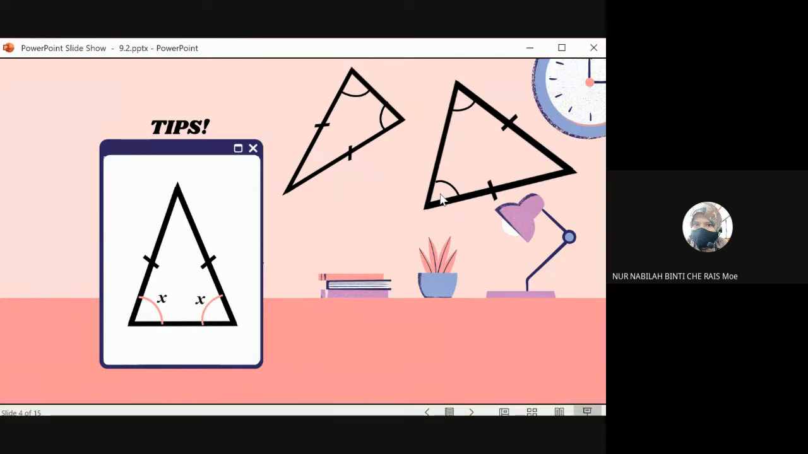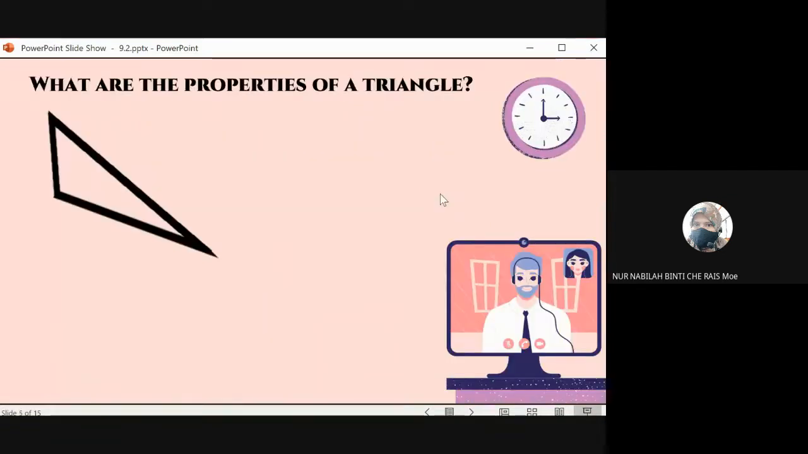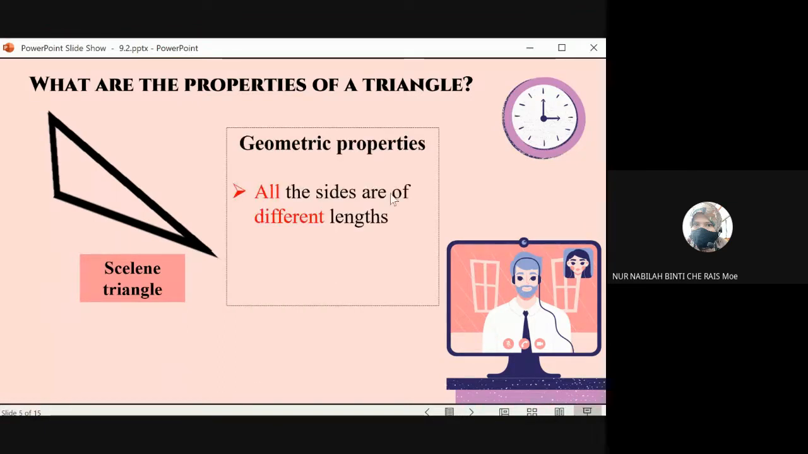Okay, so this is another triangle you have to learn. The third one is if you have a triangle like this, where all the sides are not the same. This is called a scalene triangle. The geometric property is that all the sides have different lengths, not equal. Maybe this one 6, this one 3, this one 5. All the sides have different lengths. And then the interior angles, the angles inside, are also different sizes.